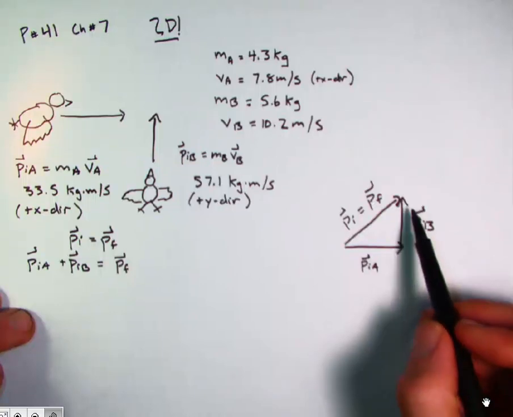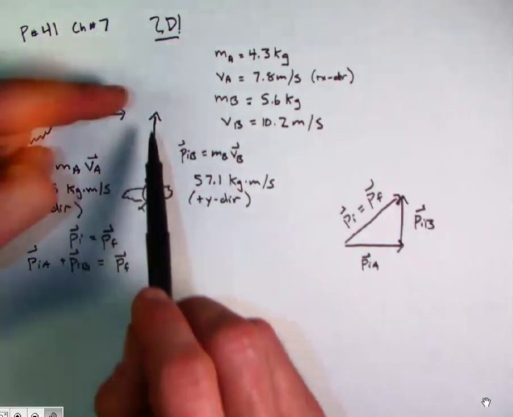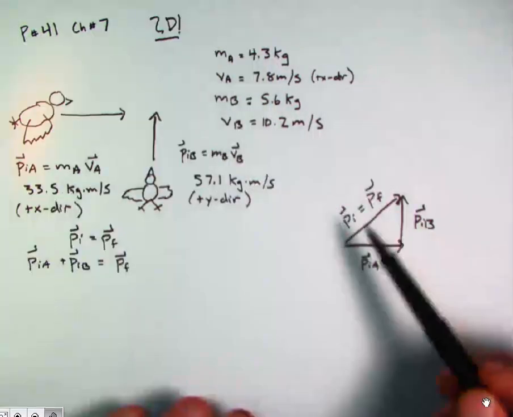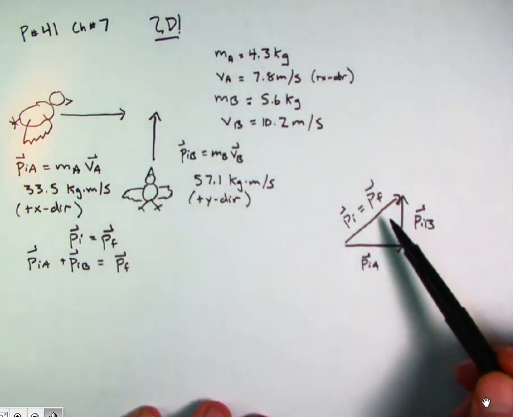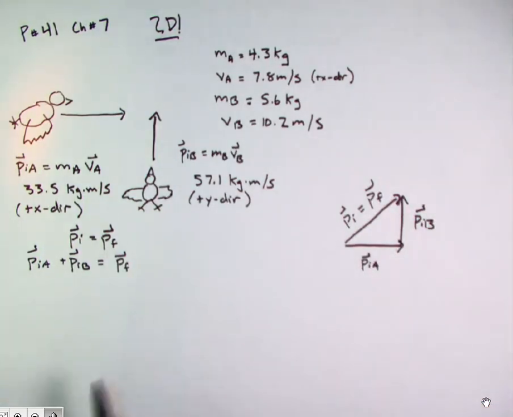Now, if you look at this vector diagram, it kind of makes sense. After the eagles crash together, what direction would they go? Well, they would go that direction, right? So the momentum of the system beforehand is the momentum afterwards. Okay, well, let's do a little bit of math here.